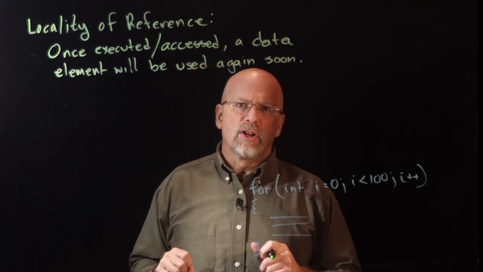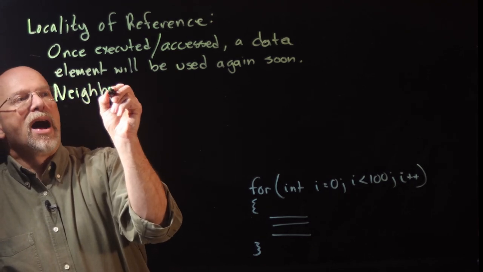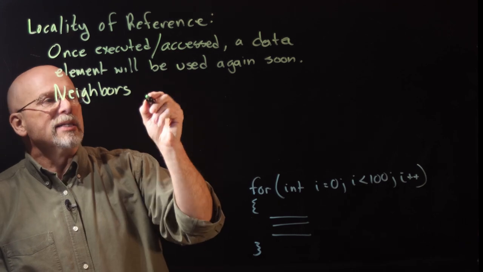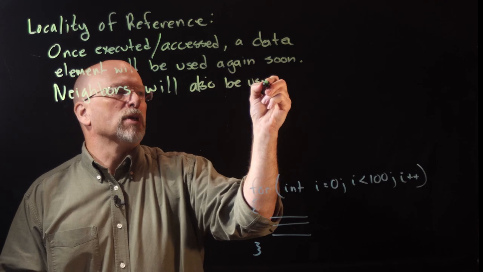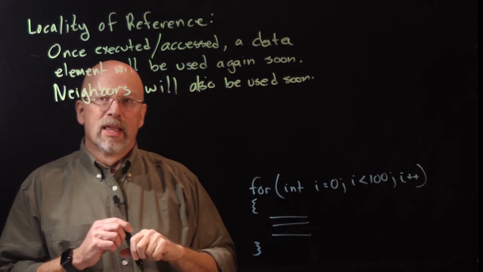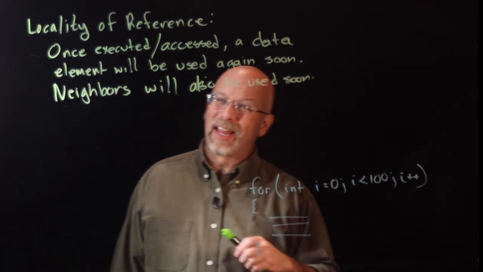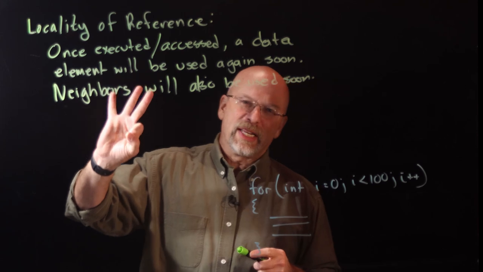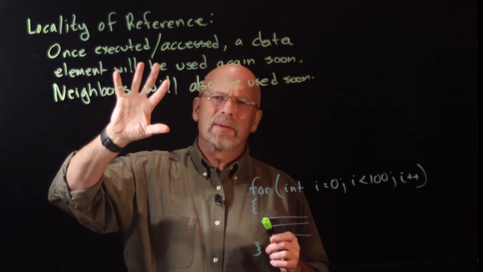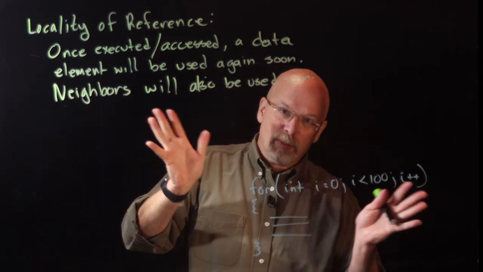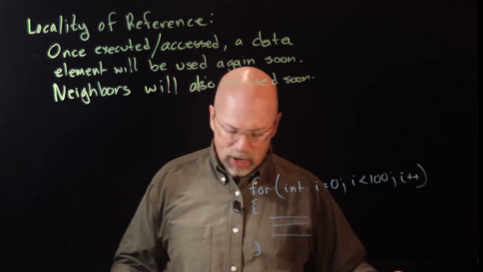But there's a second part of the locality of reference. It also says that neighbors, nearby instructions or nearby data, will also be used soon. All right. I wish my definitions were working a little better today, but they're not. Now, there are actually two types of the locality of reference, and sometimes this is called the principle of locality. You'll hear me use those two interchangeably. So there's really two things here that we're trying to define.